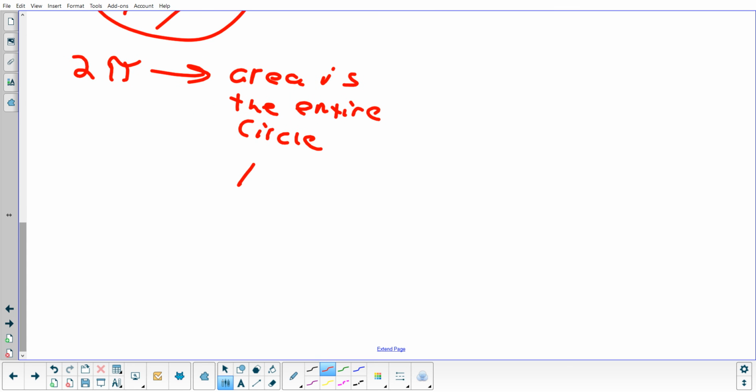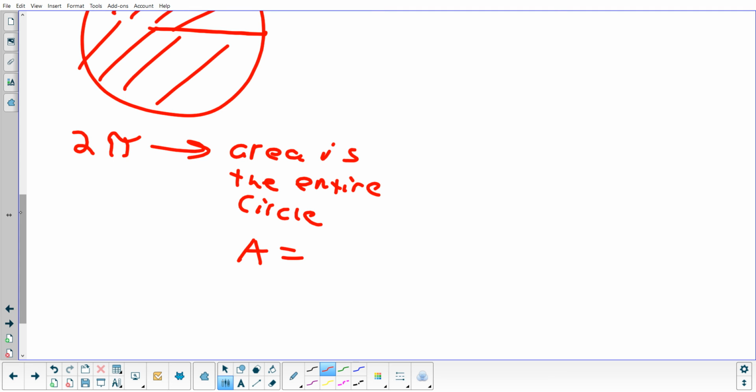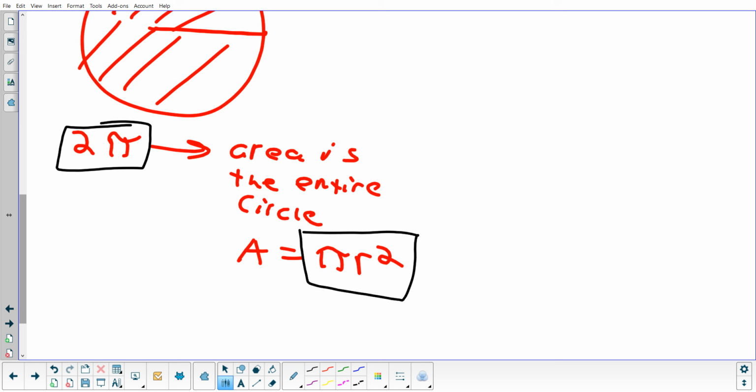Does anybody remember what the formula is for area of a circle? Yep, Tyler? Is it pi r squared? Perfect, pi r squared. So here is the true fact that we can plug into the proportion to make it useful. If you have an angle that's 2 pi, then you have an area that's automatically pi r squared. Those two things are connected. 2 pi gives you pi r squared. Any question why that fact is true?